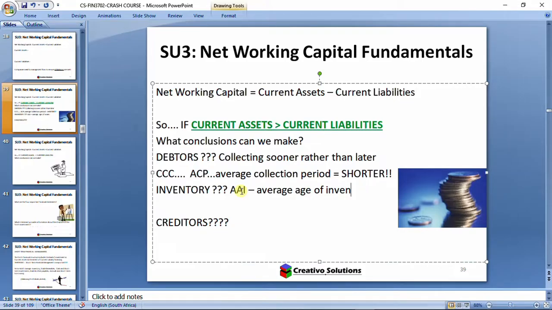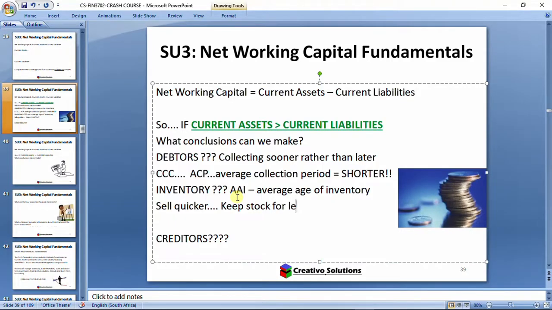If I'm looking at the average age of inventory, do I want to have that inventory for a longer period of time or a shorter period of time? A shorter period of time. Good. So sell quicker, keep stock for less time. Your average age of inventory, you want the age of the inventory to be shorter. Quicker. And then creditors, the last one.